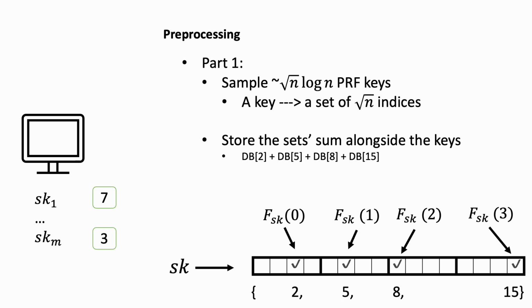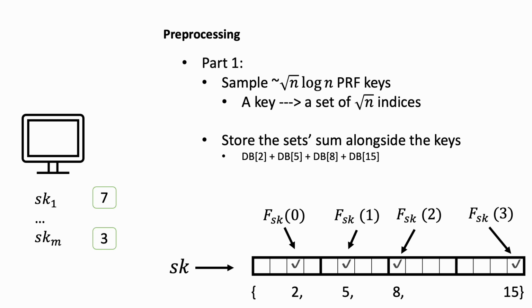In the pre-processing phase, the client first samples √n log n PRF keys, pseudo-random function keys. If you don't know what this is, you can just think of the client sampling √n log n different hash functions. And then each key, using the pseudo-random function evaluation, you can expand to a set of √n indices. You can look at this picture down here.